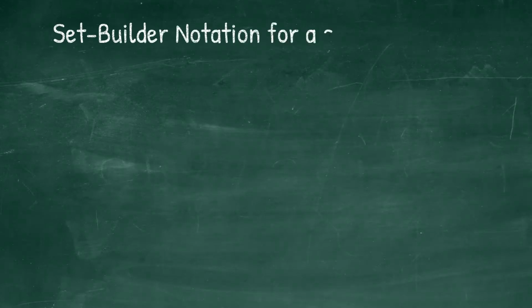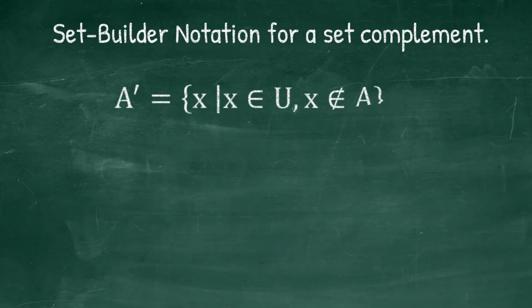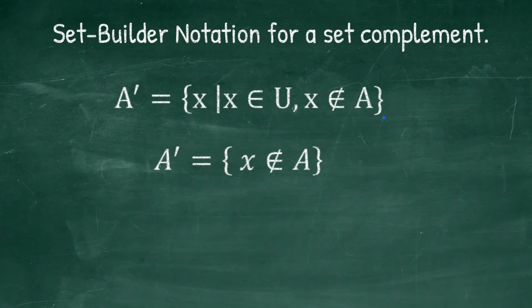Using set builder notation, we can define a set's complement formally as: the complement of set A is the set of all elements X such that X is a member of the universal set U and X is not a member of A. Alternatively, here are a couple more ways we can write this.